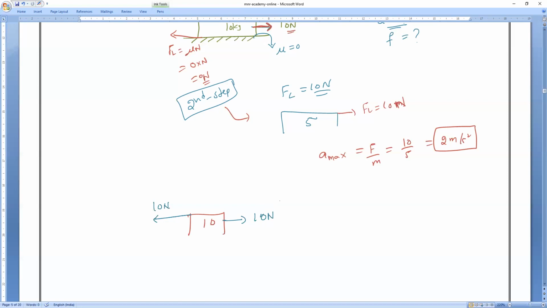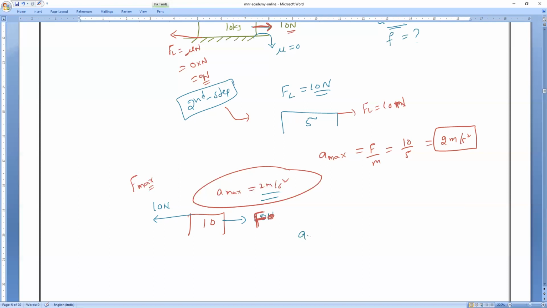Now what is the maximum force required to make these bodies move together? We don't know the force. Suppose I imagine I want F max to move this body, so it becomes F, and the frictional force acts backward, 10 newtons. As we know, the maximum acceleration is 2 meter per second squared. We have to apply the same, since both move together with the same acceleration.